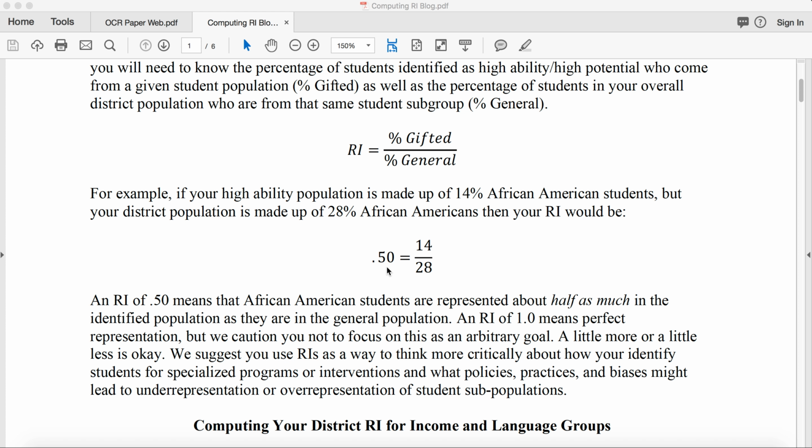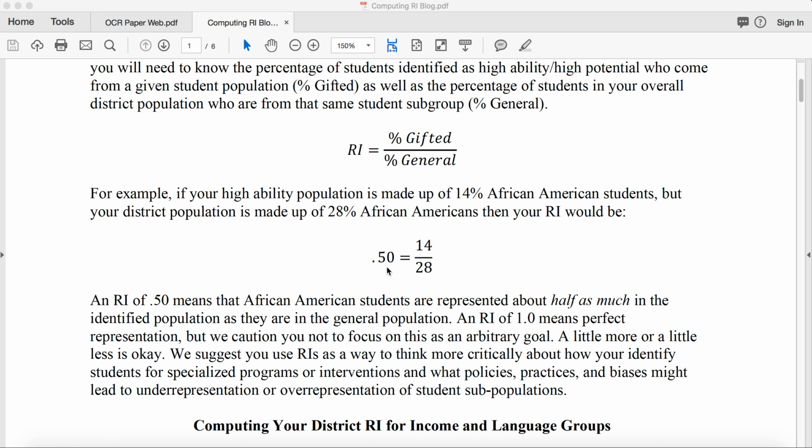Just to give you a little bit of a metric, it should be kind of intuitive, but 1.0 means they are perfectly represented. So a group is represented as often in your gifted population as it is in your K-12 population. 0.5 would mean that they are half as represented, and a number above 1.0 means they are disproportionately over-represented. So 2.0 would mean the particular population is represented twice as often in your gifted population as in the general K-12 population.